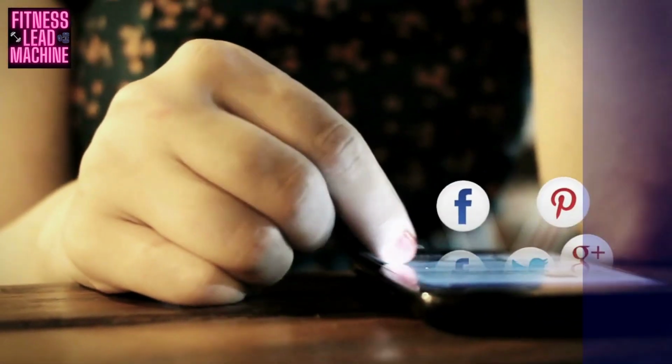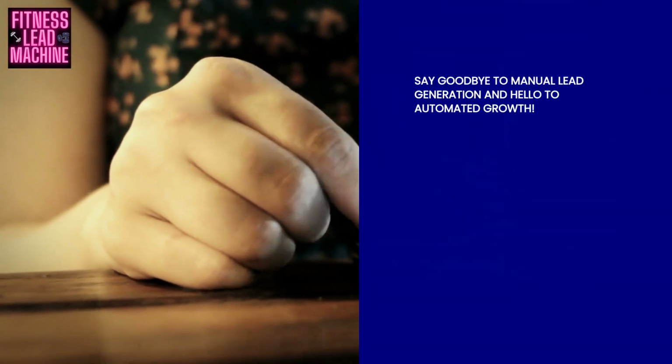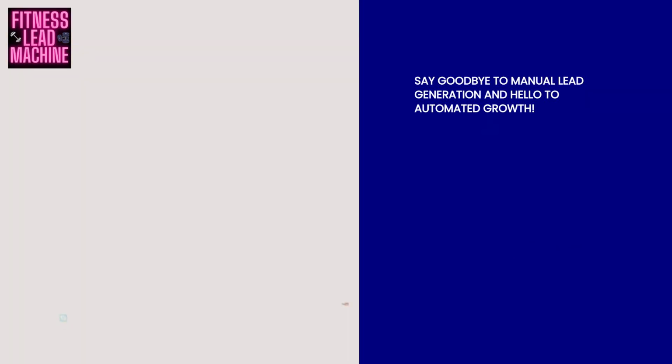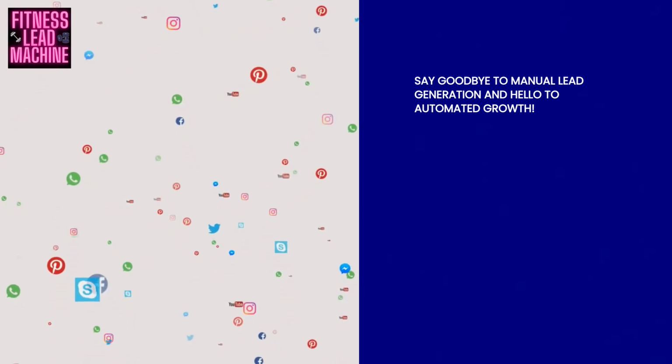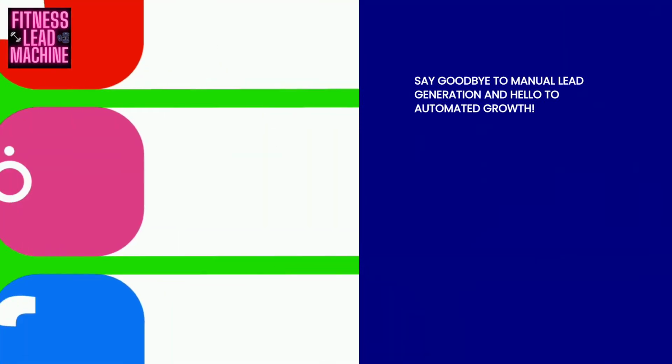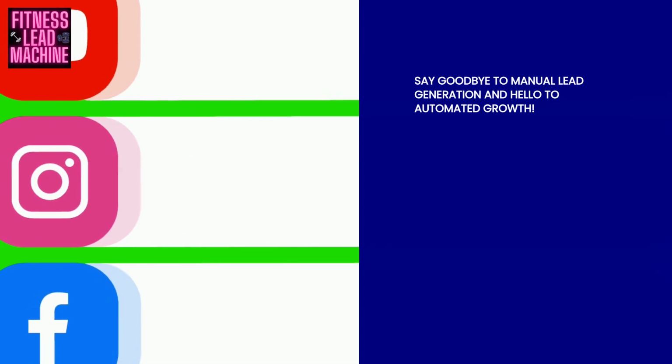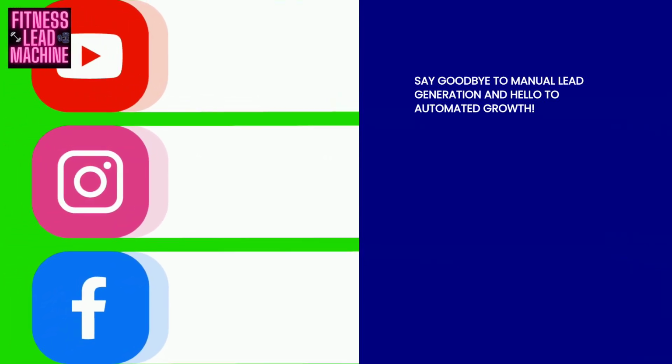But it doesn't stop there. The Fitness Lead Machine System goes above and beyond by integrating with sales funnels. This means that you can easily capture leads from organic social media traffic and guide them through a seamless sales process. Say goodbye to manual lead generation and hello to automated growth.